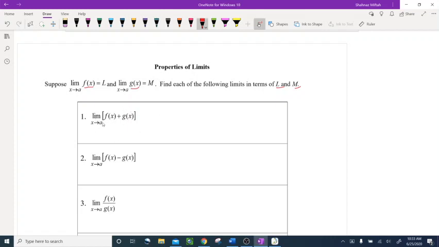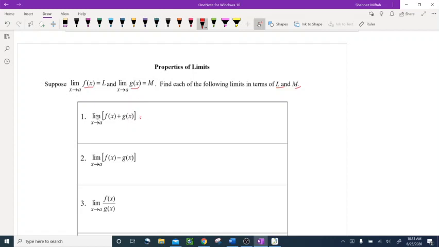Limit as x approaches a of f of x plus g of x. If you have something like this, where one function is added to another function and x is approaching a, then how would you do this? These properties are really important and will make your life really easy if you apply them on limit questions. So let's try this.